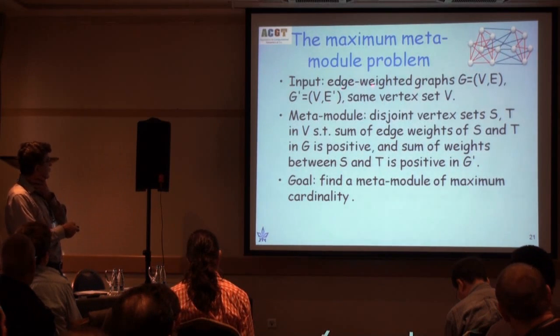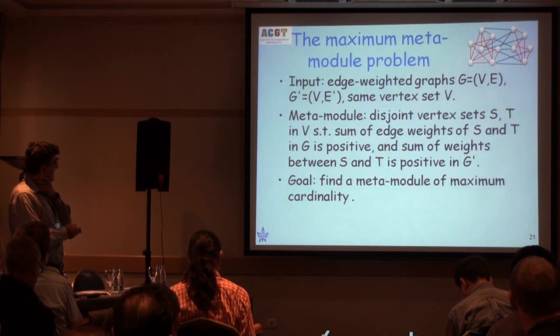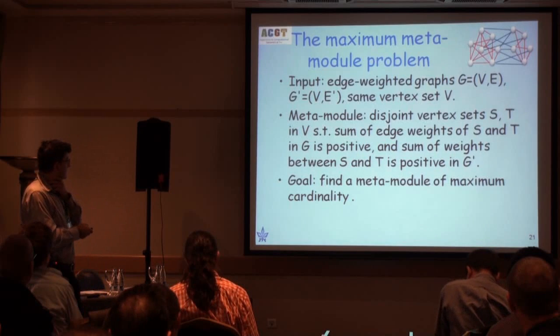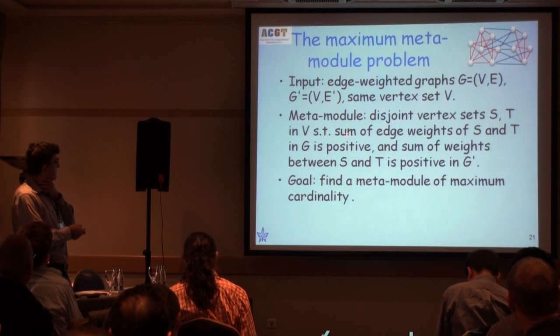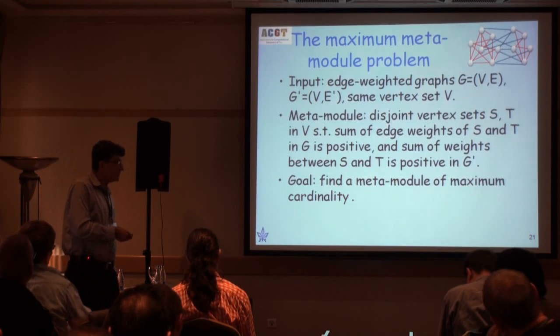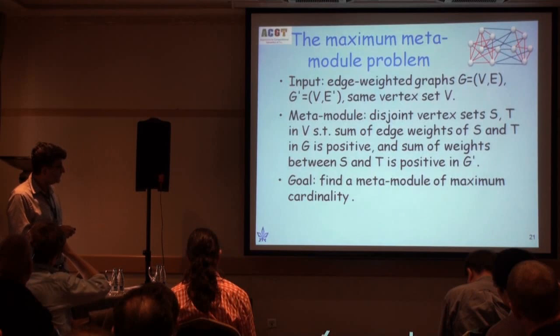We have two edge-weighted graphs, G and G prime, on the same vertex set, with different edge sets. And a meta-module will be a pair of disjoint vertex sets, S and T, such that the sum of edge weights within S and T in the first graph will be positive, and the sum of edge weights between the sets, in the second graph, will also be positive. And the goal is to find a meta-module of maximal cardinality, the sum of the sizes of the two sets.